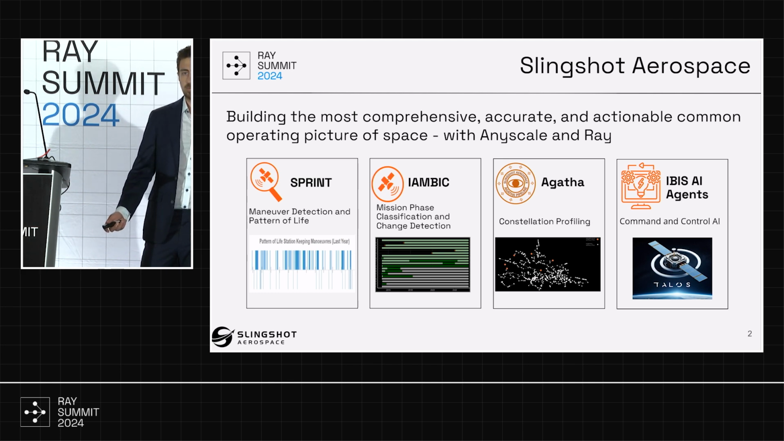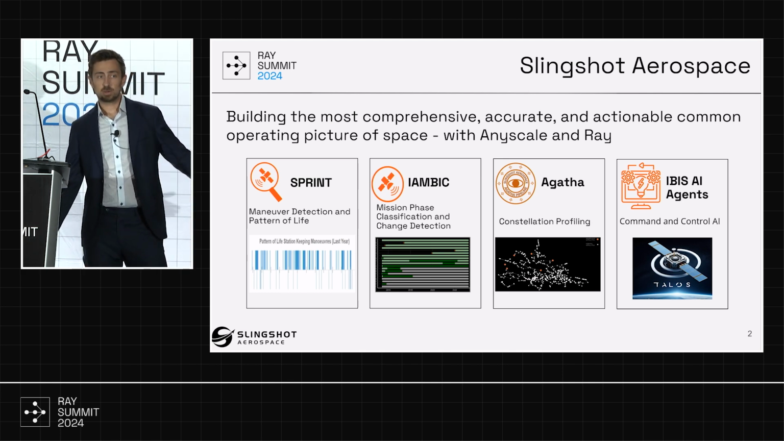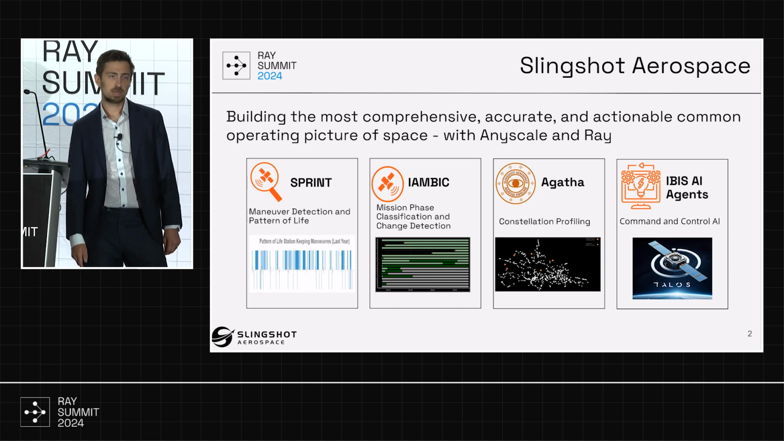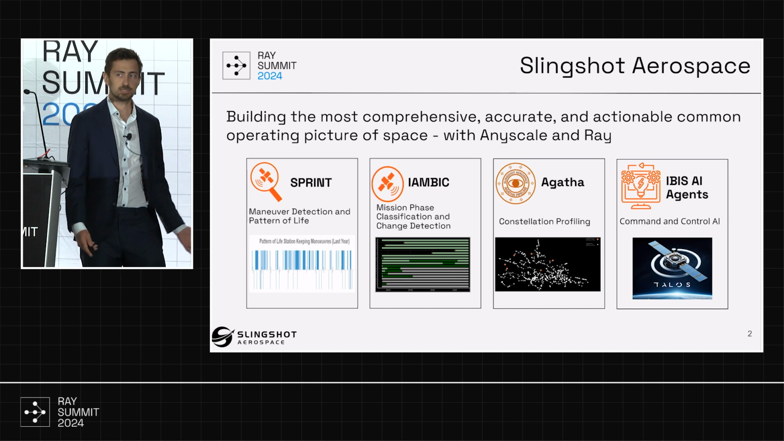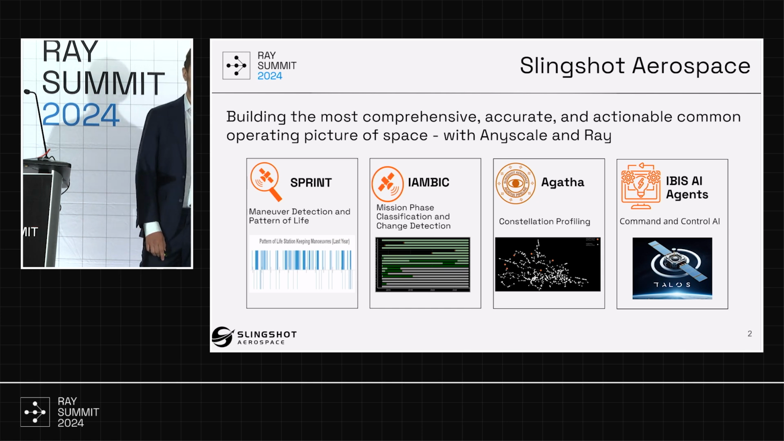All the stuff that we do is using Anyscale and Ray. We use Anyscale workspaces for remote development, for on-demand Ray clusters. We use Ray Data to process huge amounts of satellite data. And we use RLlib heavily for distributed training for our reinforcement learning agents.